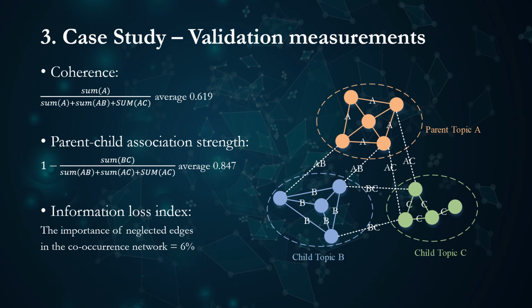And for the last one, we calculate the information loss index. And this calculates how much edge weight we have lost when transforming the co-occurrence network into the hierarchical topic tree. So this value ends up with 6%. We also thought this is a pretty good one.